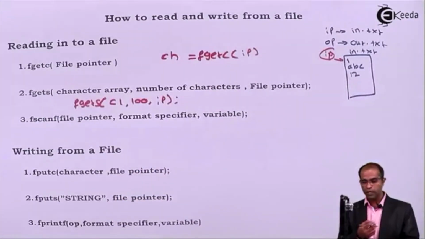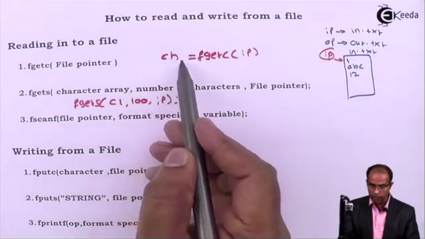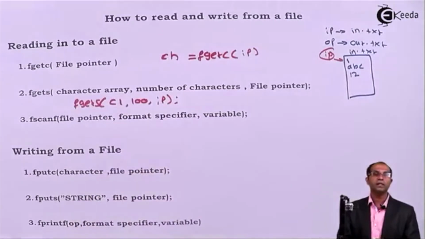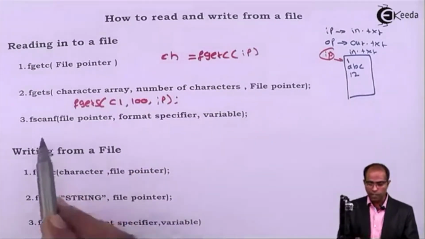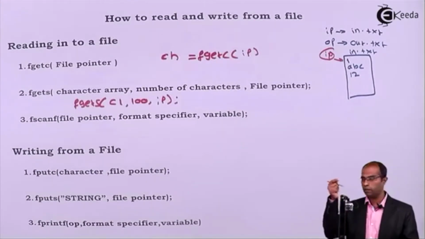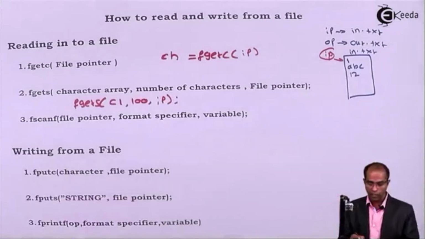So fgets will help us read a value in string format and store it into a character array. Whereas fgetc will always have a variable on the left-hand side, this will automatically have the parameter inside the function itself. Similarly, fscanf. If you are very sure that the first line has only one value, the second line has only one value, the third line has only one value, in that case I can go for fscanf.